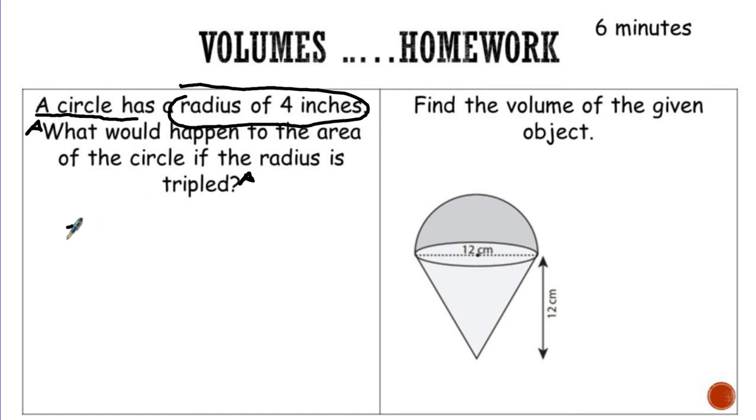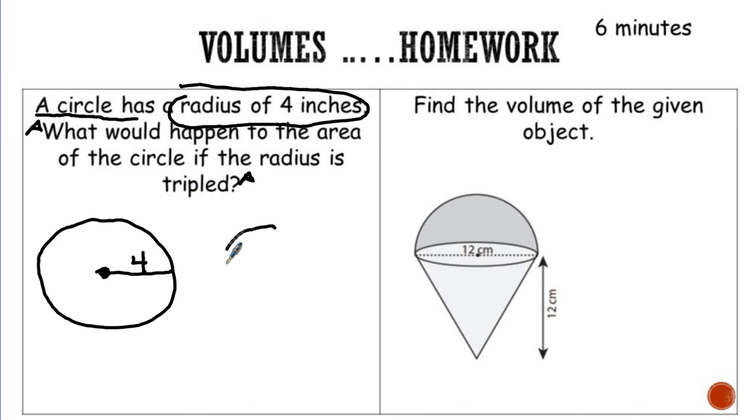So I'm going to go draw a circle. I'm going to put my radius at 4. And it says, what would happen to the area of the circle if the radius is tripled? So I'm going to draw another circle, and I'm going to triple the radius, which means to take it and multiply it by 3. So that's 12. And it wants to know what happens to the area. So I'm going to find the area.